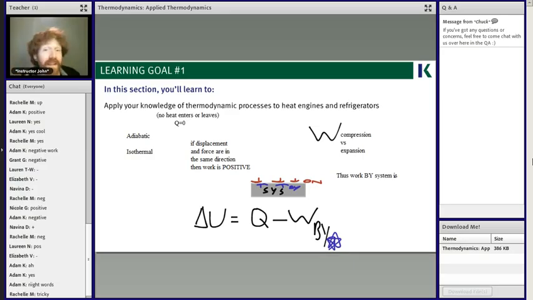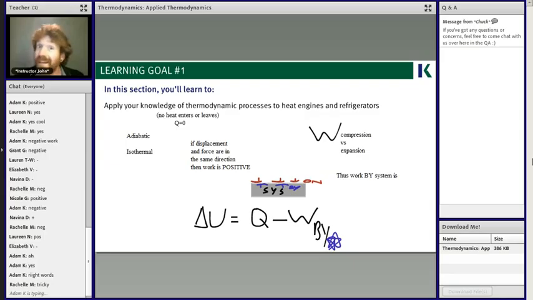You've got to read the answer stems and the question choices very, very carefully, as Rochelle says, because if you're talking about on or by, your answers are always going to be opposite. Like positive work on the system is by definition negative work by the system. And positive work by the system is always negative work on the system, right? Because you're changing the arrows.